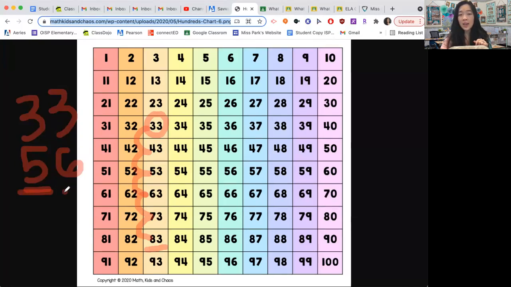We still need to count on by ones. How many ones are in 56? 6. Count on. 1, 2, 3, 4, 5, 6. What number did we stop at? 89. What is 33 plus 56? 89.